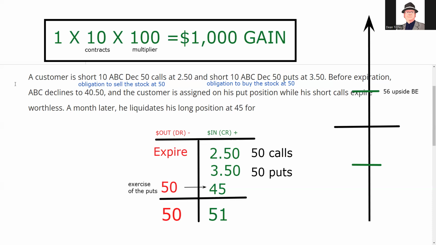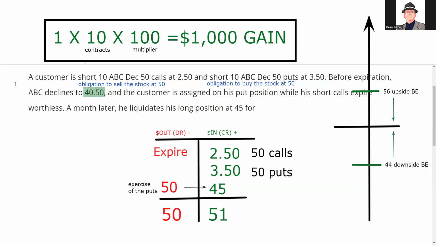Our upside break even is 56. Our downside break even is 44. And assuming you don't get stuck on the 40.50, because I think that's what was probably causing them to get wobbly and clouded their mind perhaps, we could just put 45 in there. And remember, SILO: short inside, long outside.